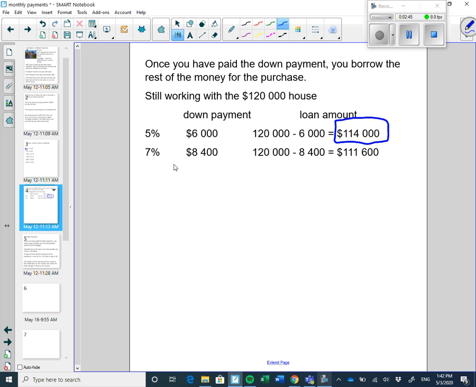If you made a 7% down payment, you pay a little bit more up front, 8,400. Subtract that, your mortgage here is less. If your mortgage is less, your payments are less. But the other side of the coin is you have to have more money saved to begin with.